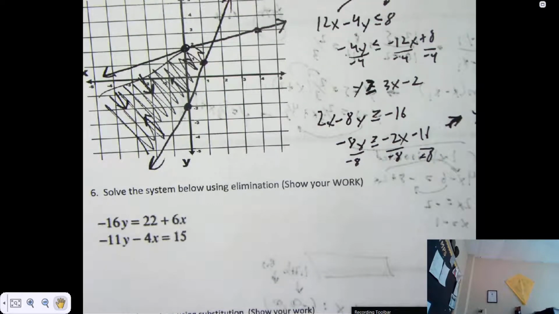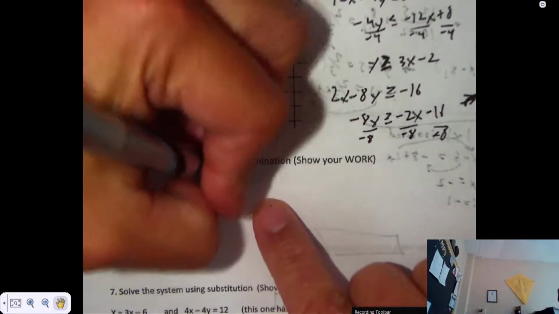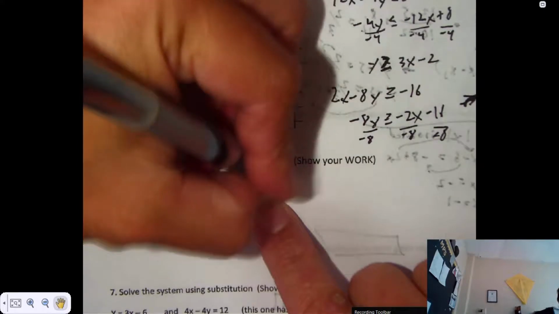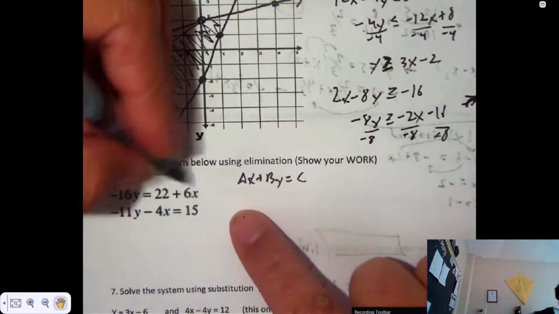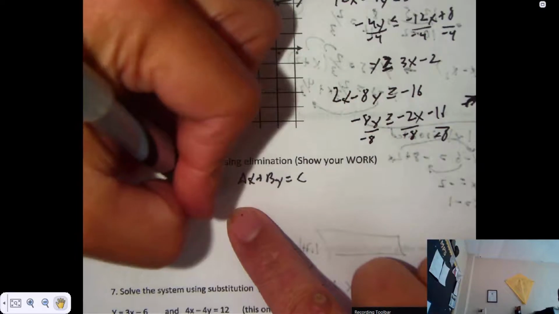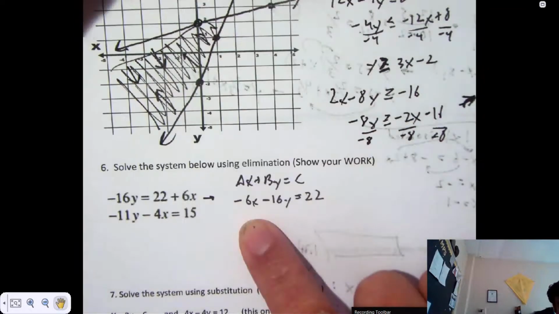Here we're tasked with solving a system using the elimination technique. Now, every time you've ever done these, they have been in the form of ax plus by equals some constant. Well, that's what we're going to do with these equations. We're going to get them in that form. So I'm going to put that 6x on the left. That'll make it negative. I'm going to leave that 16y where it's at, and the constant 22 is going to stay on the right. And I'll do the same thing down here.